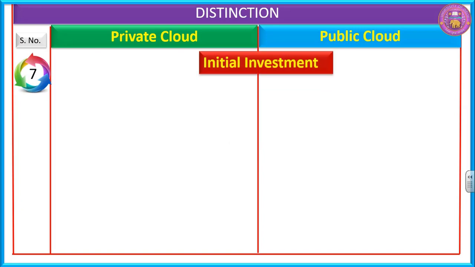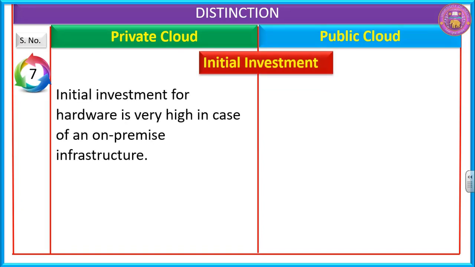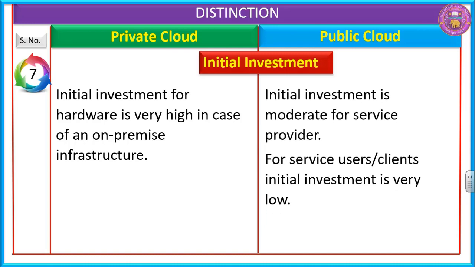Seventh, initial investment. Initial investment for hardware is very high in case of an on-premise infrastructure. Initial investment is moderate for the service provider. For the service user or clients, initial investment is very low.